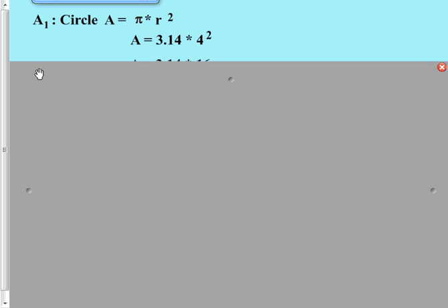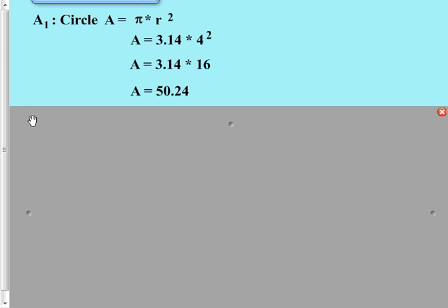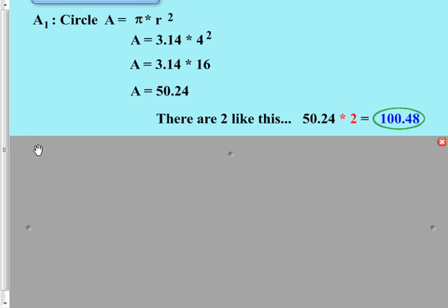Plugging into the formula, I went ahead and used 3.14 on this, even though we haven't really been doing 3.14 in our calculations, but we're going to end up with some decimal points on this stuff, and that's okay. We get an answer in the ballpark of 50.24, and of course there are two of the circular bases, so we'll take that 50.24 and double it, and that is 100.48.